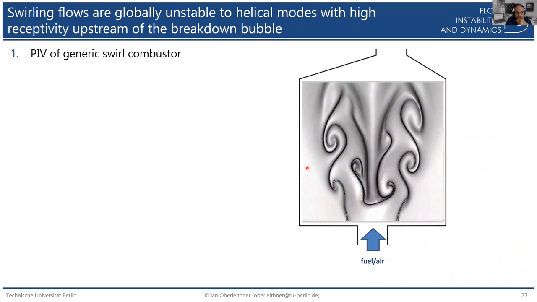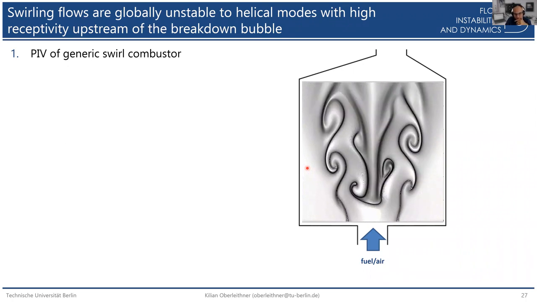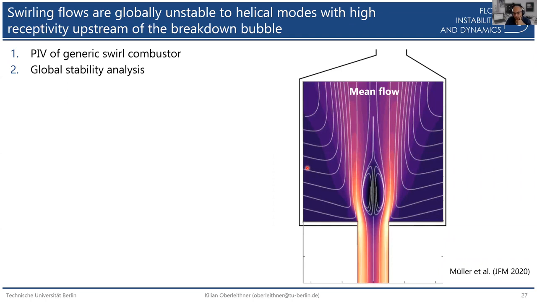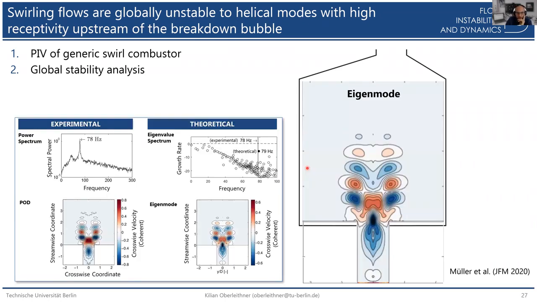So we did some PIV measurements in a combustor, and then we took the mean field. So this is now actually not a combustor flow field, it's a generic swirling flow configuration. So this is more like a fundamental study and not directly done in a combustion chamber. And then we did a global stability analysis of this flow, and we compared our results with our experimental data.